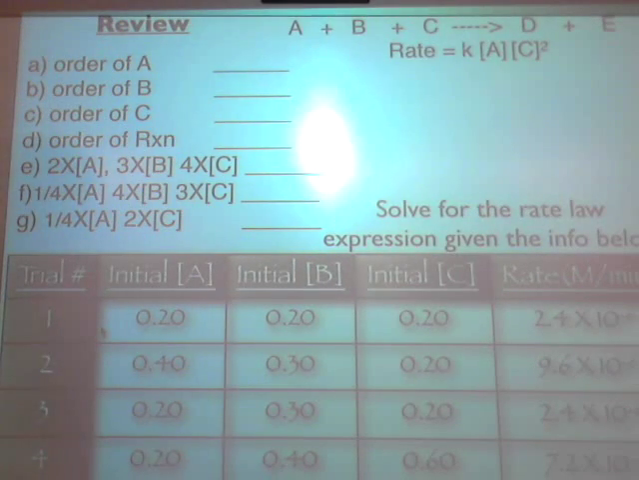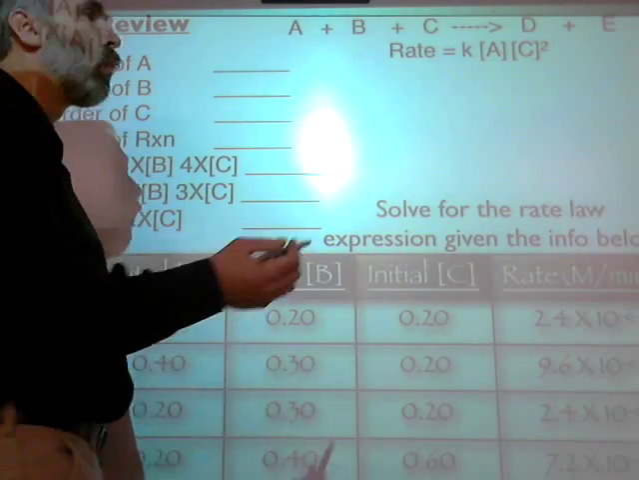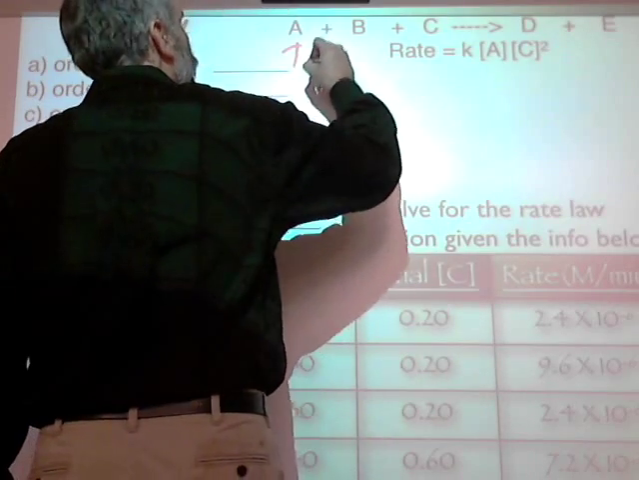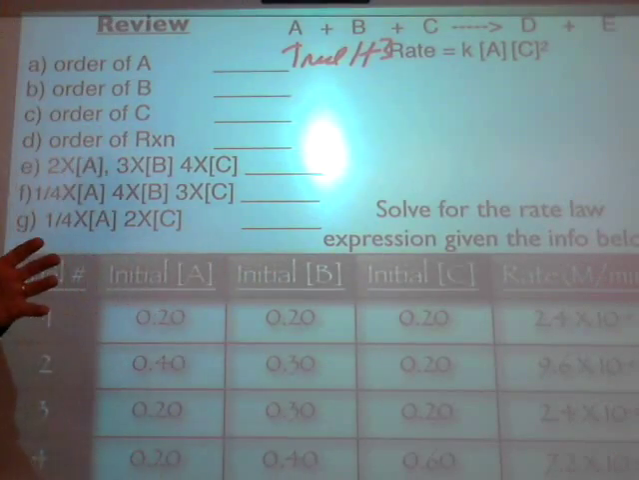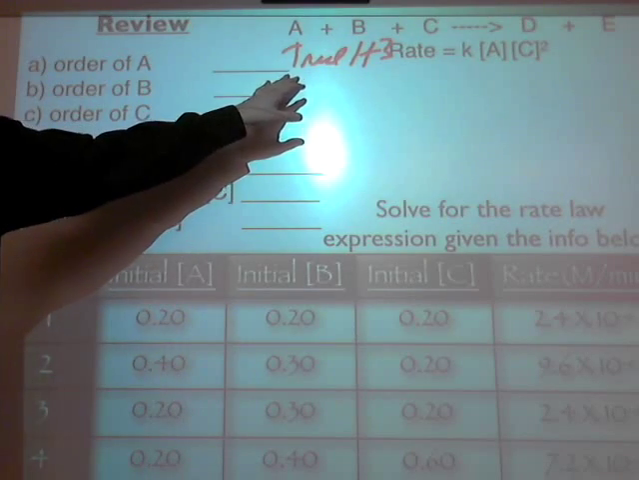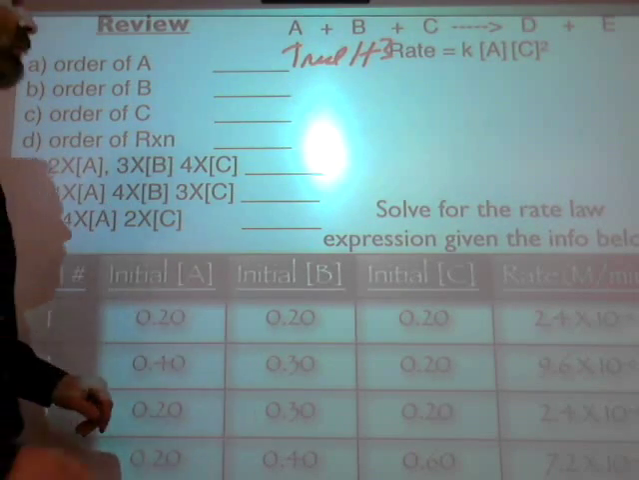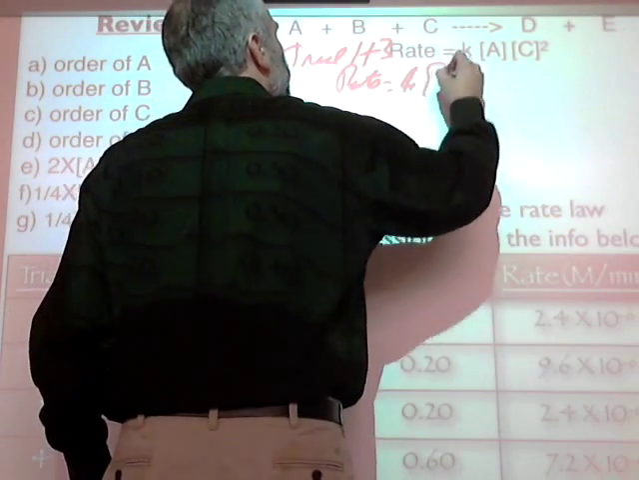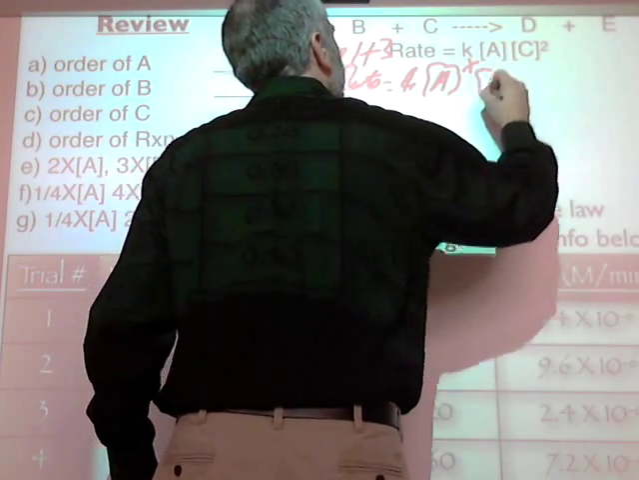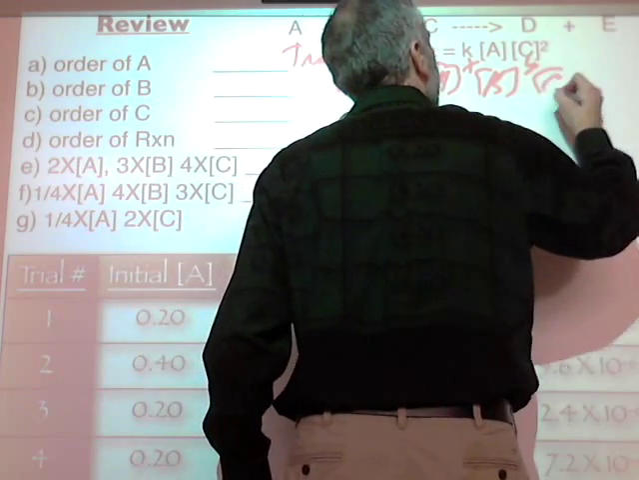But I have to show that somehow. I want you to show me. I want to be able to give you partial credit. So what do you show me for partial credit? You tell me which 2 trials you're taking. Trials 1 and 3. You have to tell me. This is the same exact stuff that's in your notes. Matter of fact, it's the exact same problem, I believe, that's in your notes. I write down the rate law expression. Rate equals K, A to the X, B to the Y, C to the Z.